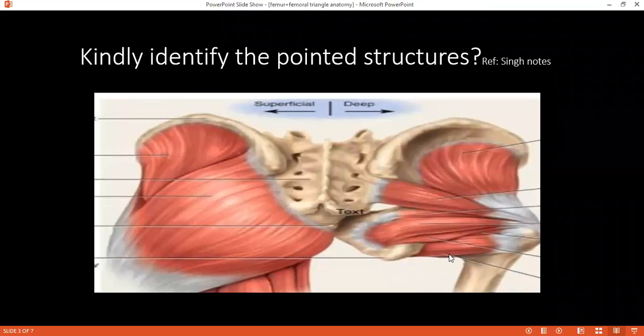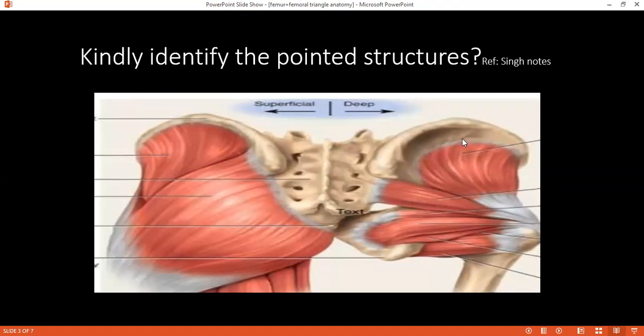Sorry, ma'am. What is the nerve supply of quadratus femoris muscle? Nerve to quadratus femoris, which is a branch of? Can you tell me the action of quadratus femoris muscle? It's the lateral rotator of the thigh. Okay.